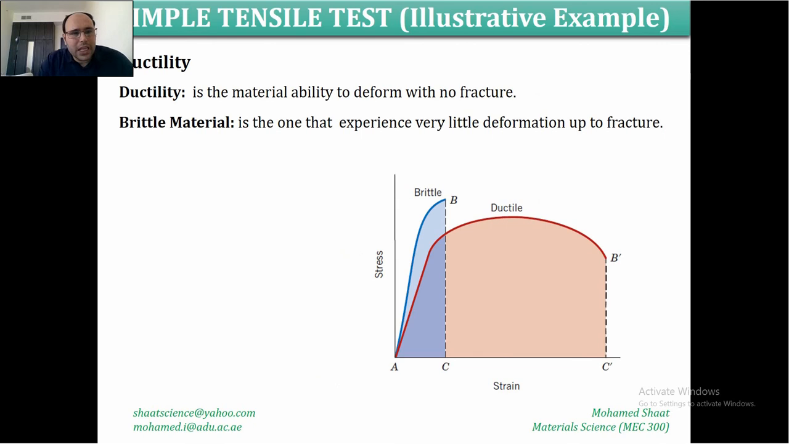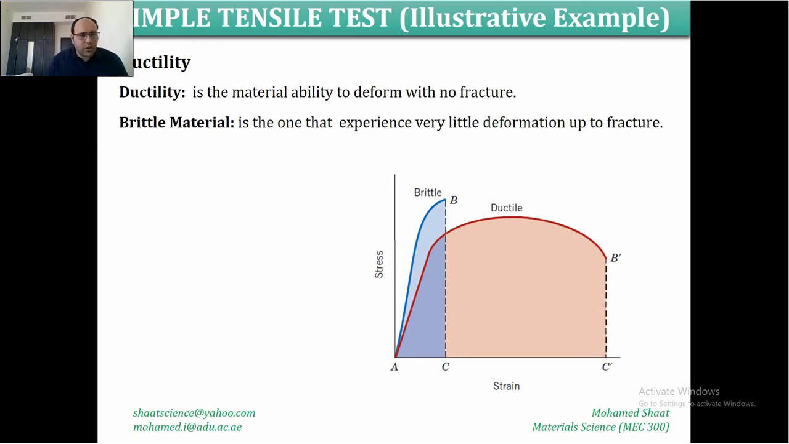So this is one of the mechanical properties. Another one is the ductility. What is the definition of the ductility? You should have studied this in some other courses, especially for mechanical engineers. But ductility, simply we can define it as the ability of the material to deform without fracture.